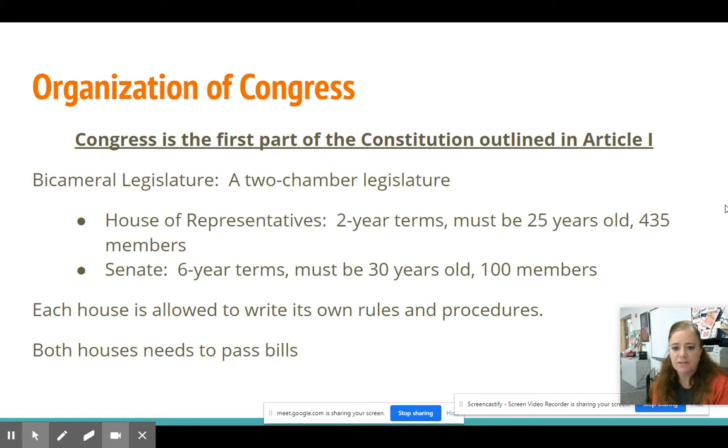We talked about the convention and how we came up with a two-chamber legislature, bicameral. We have the House of Representatives, that's based on population, and the Senate, there's 2 senators for every state. Each house is allowed to write its own rules and procedures, and both houses are needed to pass bills. If a bill passes in one house but not in another, it doesn't pass. We're going to go through that process of writing a bill.